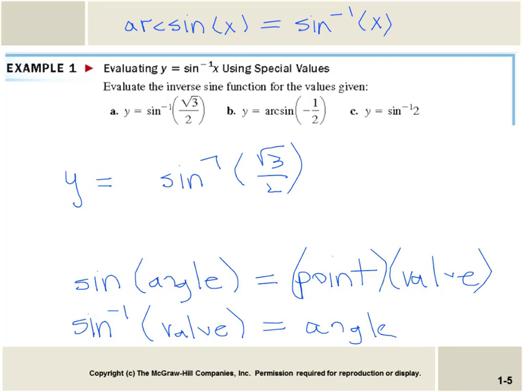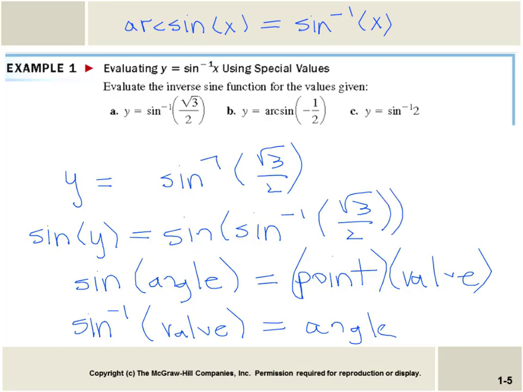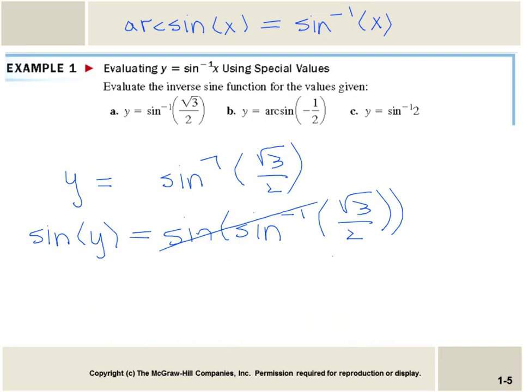So you can say, okay, let's take the sine of both sides. Well, the sine of the inverse sine cancels. And basically what I'm asking for then is, sine y equals the square root of 3 over 2. And I need to know what y is. What angle gives me the sine equal to the square root of 3 over 2?